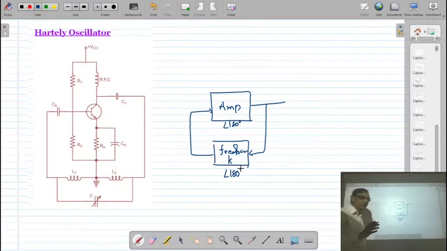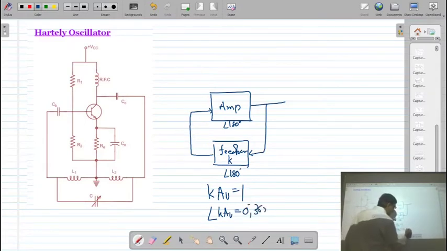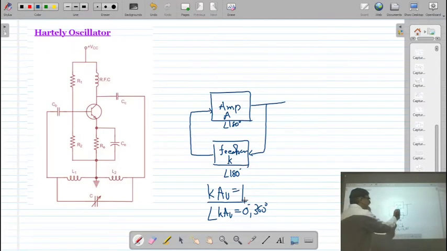So in this way the Barkhausen criteria will be satisfied. What is the Barkhausen criteria? That K into Av must be equal to 1, and the phase angle of K into Av must be equal to 0 or 360 degrees. Correct? So here the gain of the amplifier is A, then we can select the value of K so that K into Av will be equal to 1. The phase of the amplifier is 180 degrees, another 180 degrees is provided by the feedback network, so the total will be 360 degrees.